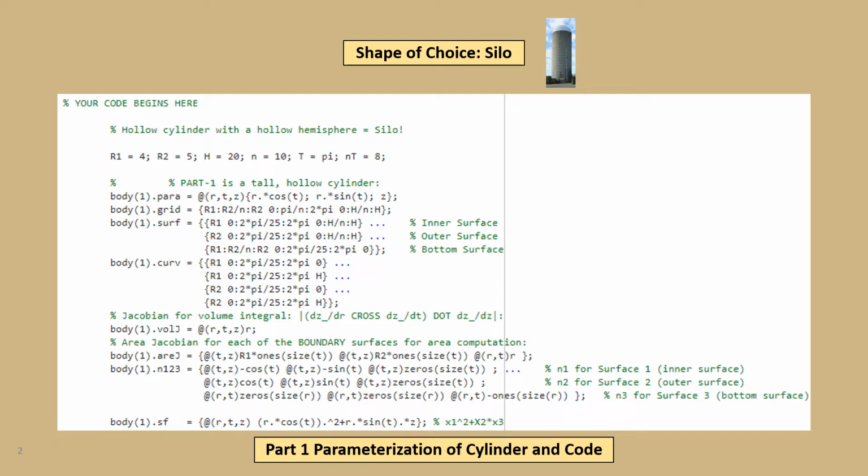This image here is my lines of code that define my hollow cylinder, and you can see the added lines of code for the area Jacobian towards the bottom, being R1 for the inside surface, R2 for the outside surface, and R for the bottom surface, as well as the definition of my unit vectors and my scalar field for my surface body.